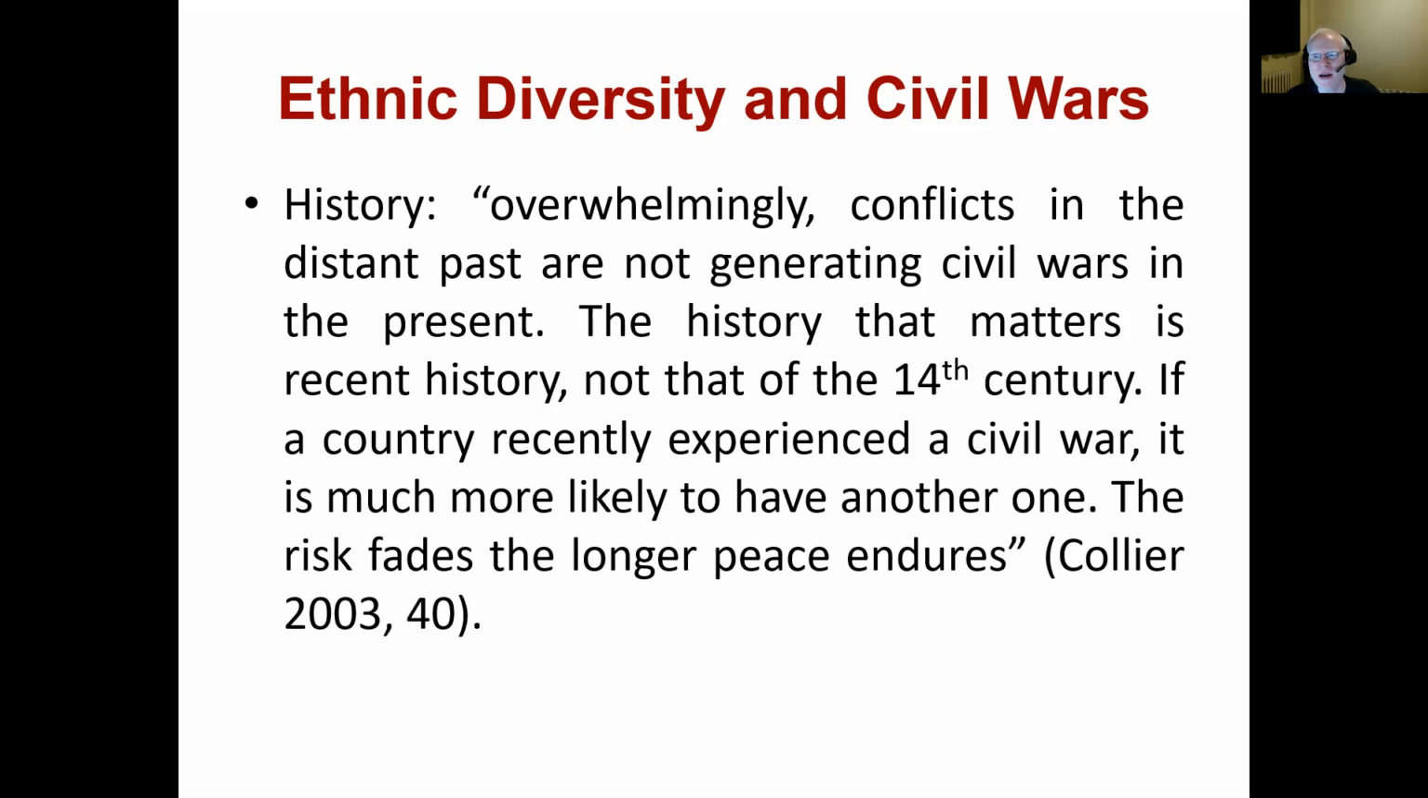So if you've had groups that haven't liked each other for a really long time, but they've been at peace with each other for quite a long time, the risk of a civil war isn't any higher than in other states. What really matters is what's happened recently and not these ancient histories. So that's kind of an overblown rationale that's given for civil wars that doesn't really seem to be borne out by the evidence.